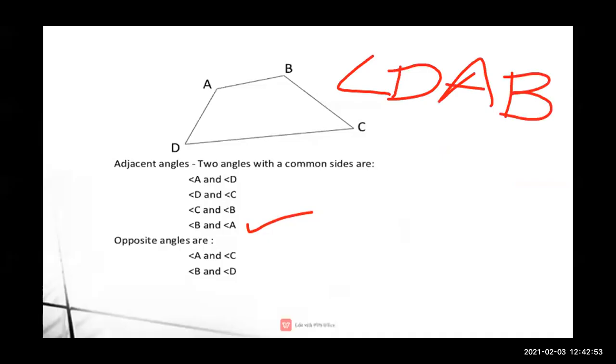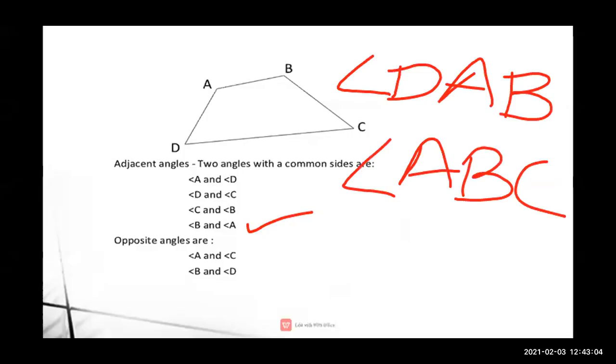DAB. Now next, what will be connected with this? Very good Shwetlana, that will be angle ABC. Now what is our common arm over here? Common is, very nice, common is AB. So what is remaining? D and C. So this D and C is my adjacent angle.